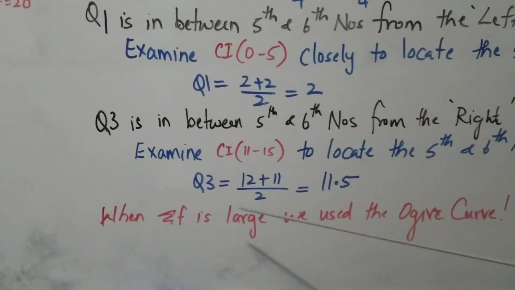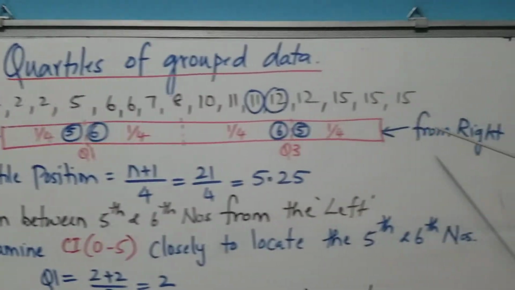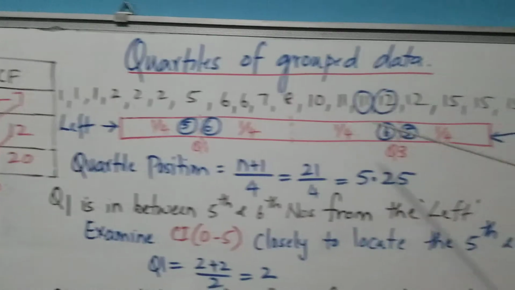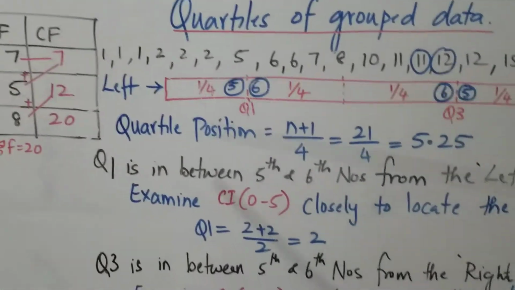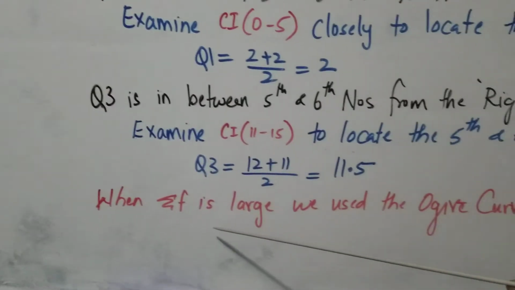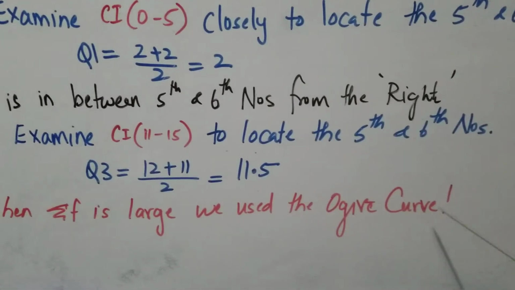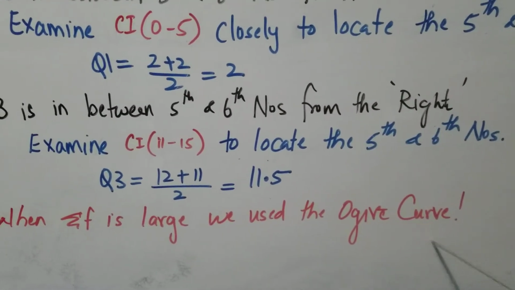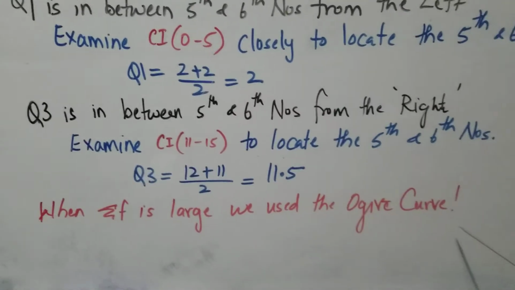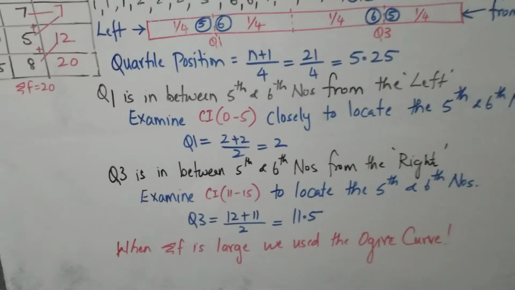Now, when the number of data is small, it is easy to list all of the numbers and locate them. When the sigma f, or n, the number of data, is very large, that is when we use the ogive curve to estimate the quartiles, which we will consider in the next video.